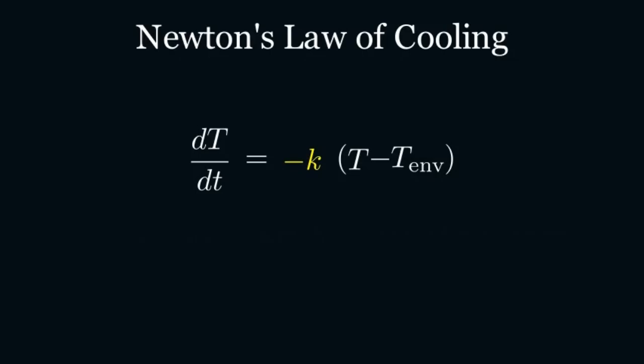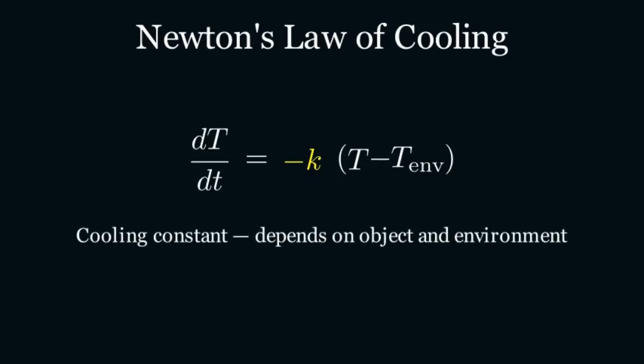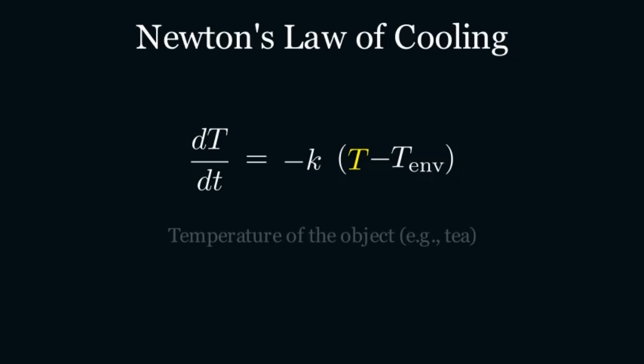The cooling constant K depends on the object and its environment. T is the object's temperature, like a hot tea, and T environment is the surrounding temperature.